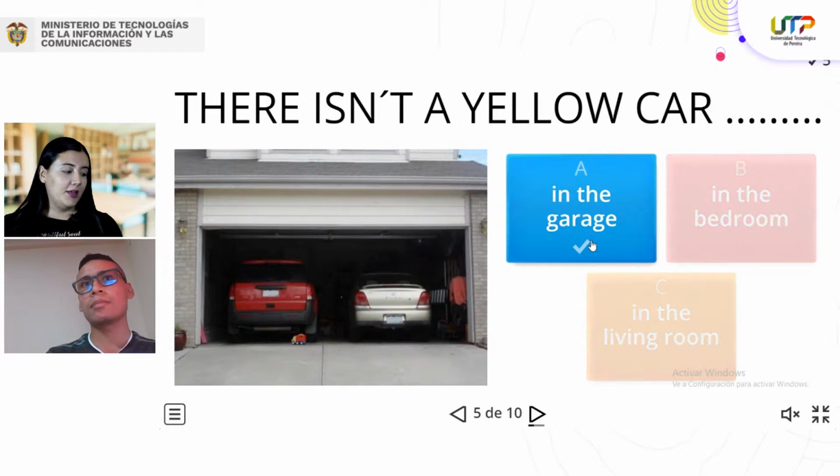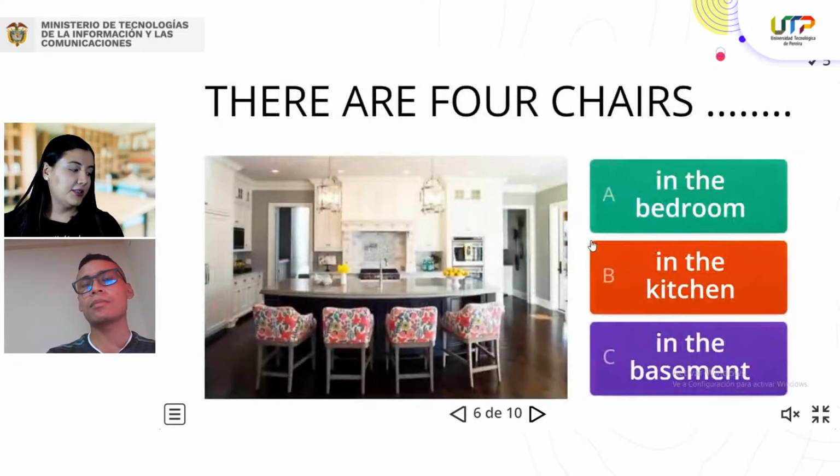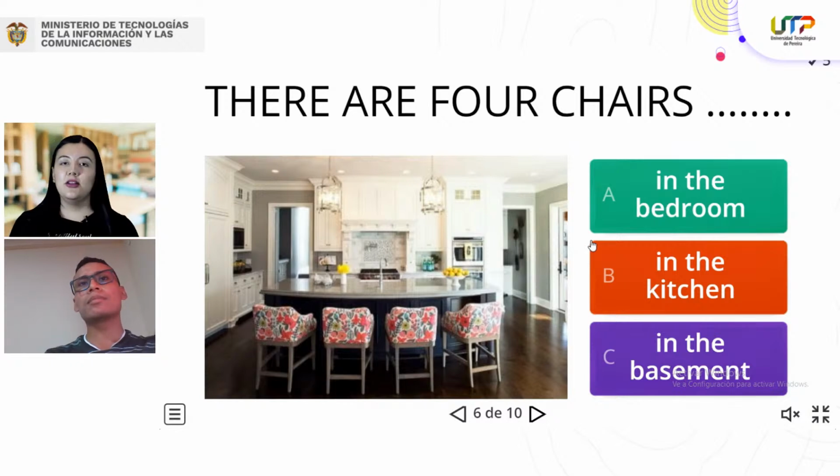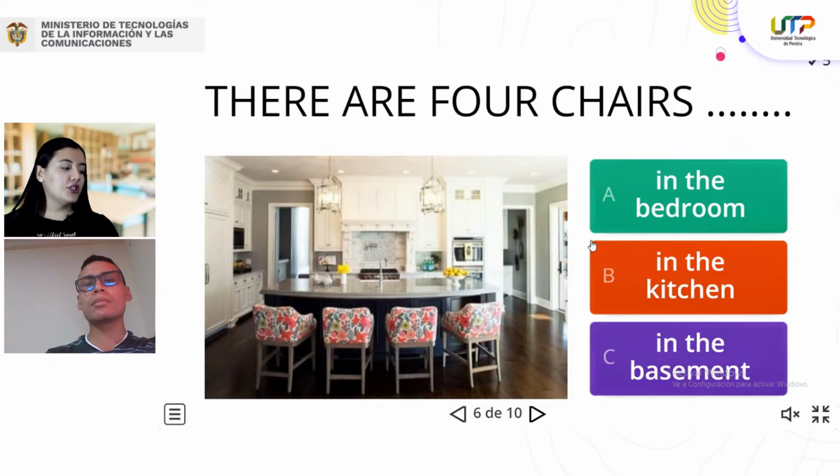Very good. We're about to finish, so don't leave. Be attentive. And this is the next one, okay? So this is number 6. And let's take a look. Let's read. There are 4 chairs, and we got 3 different places. Option A, in the bedroom. Option B, in the kitchen. And option C, in the basement. Basement, okay? So what do you guys think is the correct answer? Teacher, what do we have?